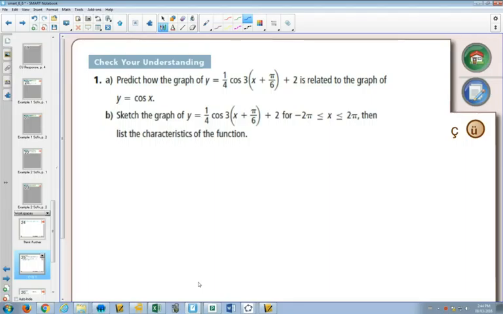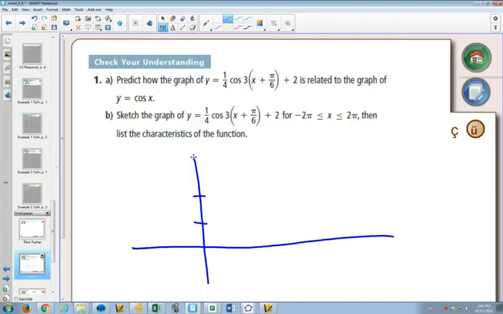The pi over 6 is going to move it pi over 6 to the left. And finally, the plus 2 is going to move it up 2. Now, if we're going to graph this, with the DAB-C, start with your D value. That's your sinusoidal axis. It's plus 2, so we're going to label y equals 2 as a starting point. The amplitude is 1/4, so that means you're going to go up 1/4 and label a maximum at 2.25 and down 1/4 and label a minimum at 1.75.